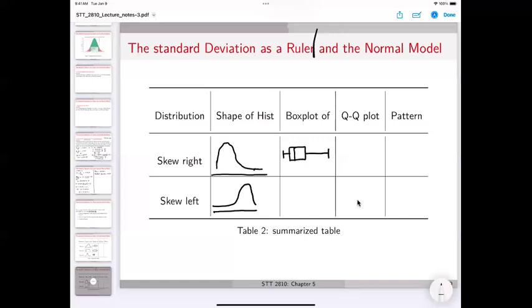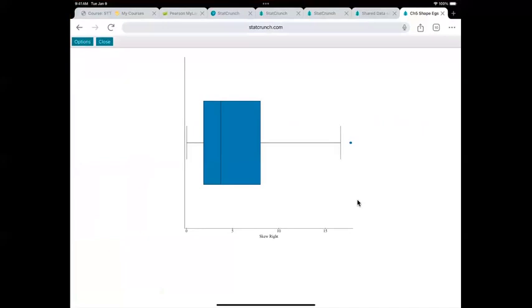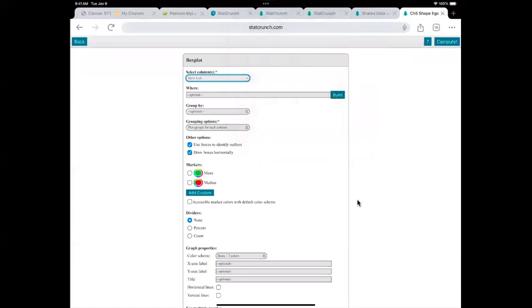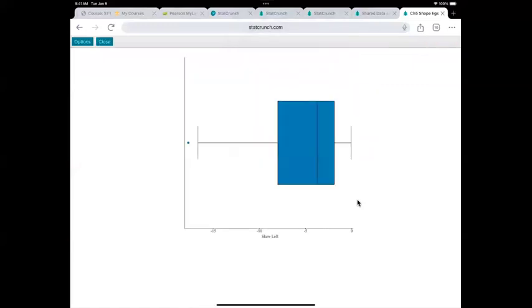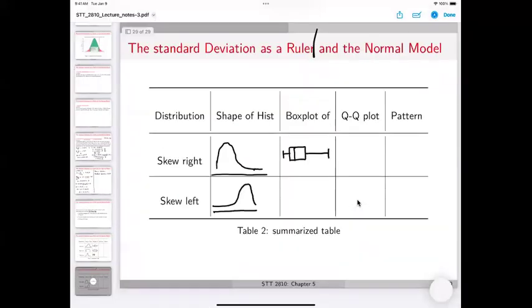Let's get to the skewed left. So for skewed left, you see for the other one, the tail is longer at the left side. So it looks like this, like that. Any questions so far?